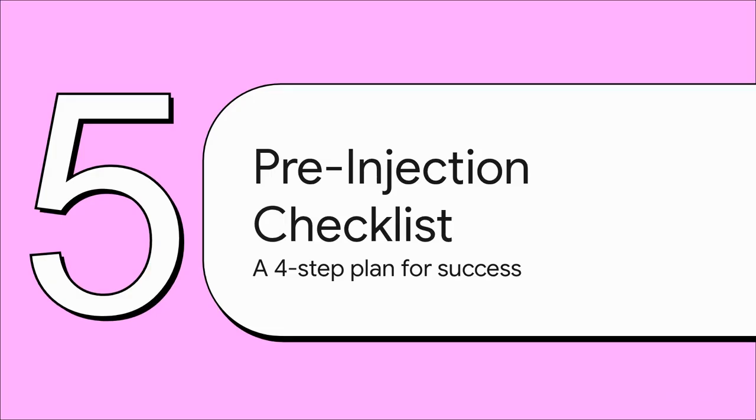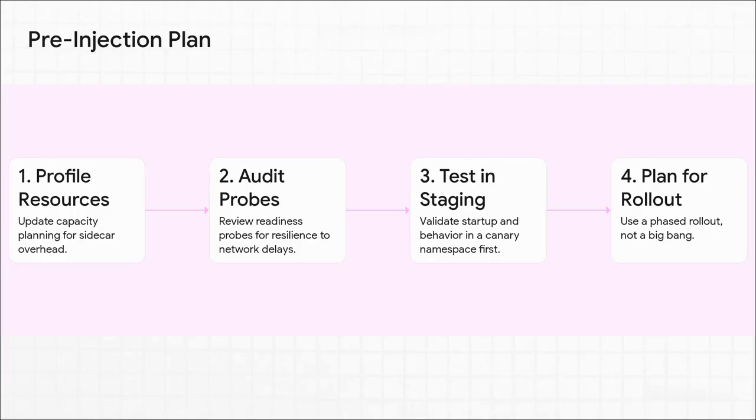Okay, so we've talked about the resource tax and that nasty startup problem. So, how do we actually do this the right way without breaking everything? Well, I've got a simple 4-step checklist for you. And this is what you do before you even think about enabling injection. This is it. This is the key takeaway for today. Number 1, do the math. Figure out the resource overhead and make sure your cluster has enough room.